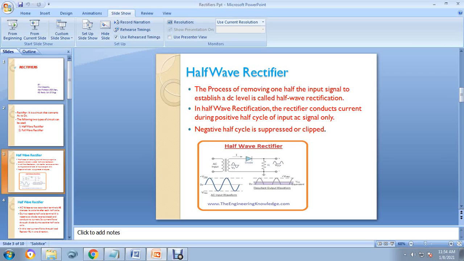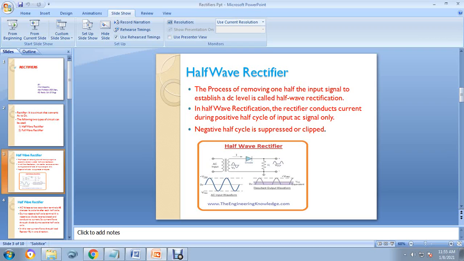When this positive is given to the diode anode, this one is the cathode and this one is the anode. So when a positive is given to the diode anode, the diode is in forward bias condition, and we will get the same output voltage at the output. Just see this output voltage: I am getting the same replica of the input positive half cycle at the output of the load resistor.